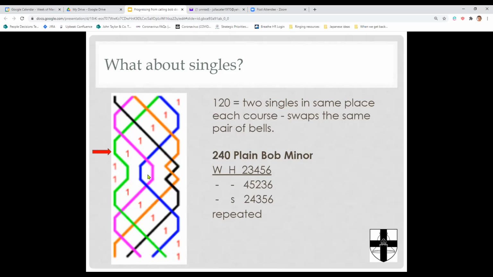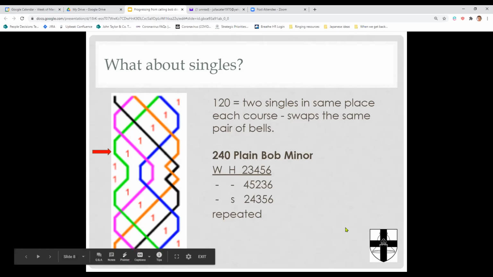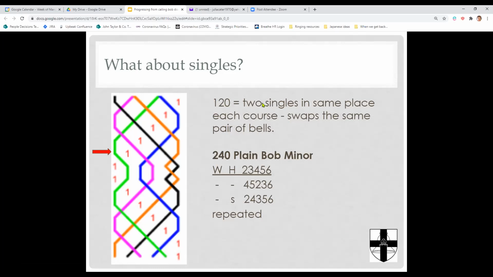Now, because there's 2 bells affected, the very simplest thing to do is to call a single when 2 bells get together, and then when those same 2 bells get together again, you call another single. So basically you swap them and then you swap them back. That's the very simplest thing to do with singles. So in 120, which is 2 courses, you could call 2 singles in the same place in each course. In the first course, you put a single in wherever you like. It doesn't matter. Any of the 1st, 2nd, 3rd, 4th, or 5th lead.